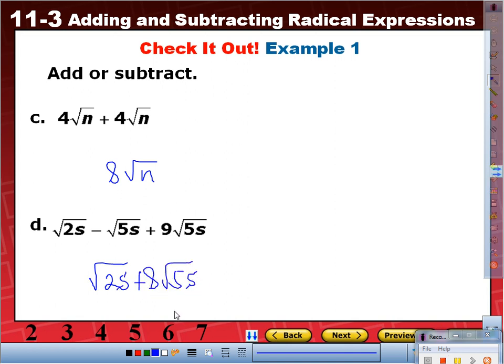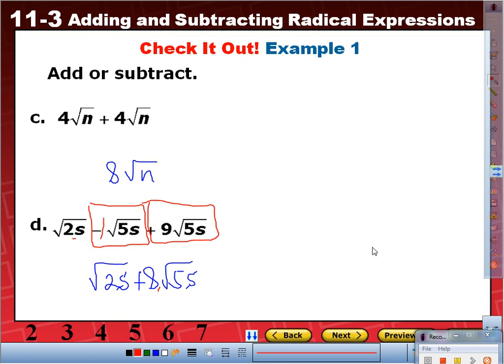That is correct. Now, you can put the square root 2s at the end, that's fine. But let's find out how he got this. Let's see. Can we simplify the radicals? No. Which ones have common radicals? This one and this one. What is the coefficient of this one? Negative 1 plus 9, that's 8. What is this one? It's right there.